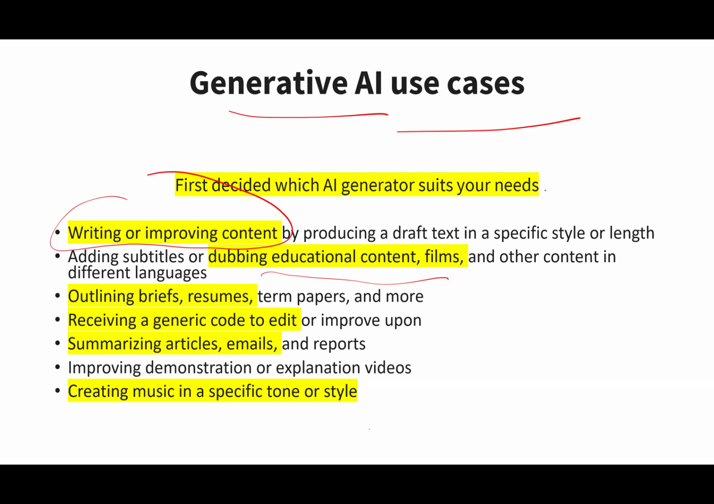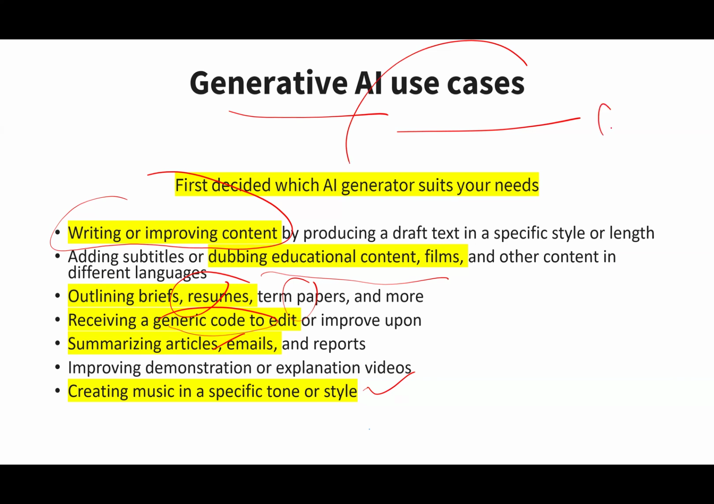It is also used to prepare term sheets, resumes, documentation, n number of things. You can also get code. Nowadays ChatGPT itself is a developer. In some organizations it is banned, so you cannot use ChatGPT there. Be careful, it should be a licensed one. It is also used for summarizing articles and emails. If you don't know how to write a beautiful email to a manager, please ask ChatGPT. It can also create music in a specific tone or style. So these are the basic general use cases of generative AI.